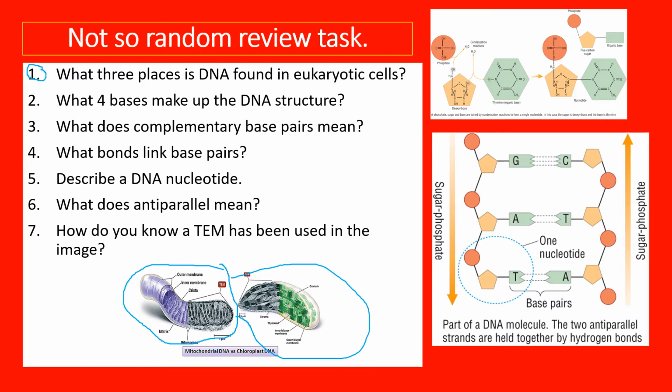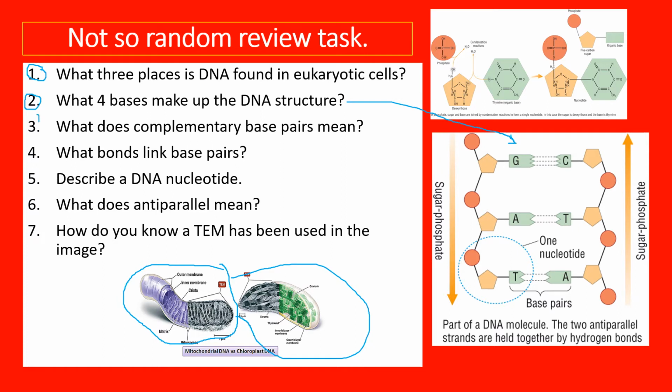That's question one done. What four bases make up the DNA structure? Well, hopefully you know that the base is part of the nucleotide, which comes up in a later question. But effectively, you've got your four bases over here in this picture. So we've got A, T, G, and C. So that's adenine, thymine, guanine, cytosine. And for A level, you need to know how to spell those words correctly.